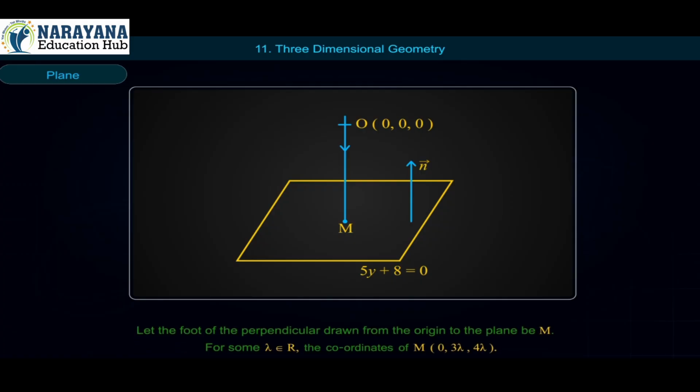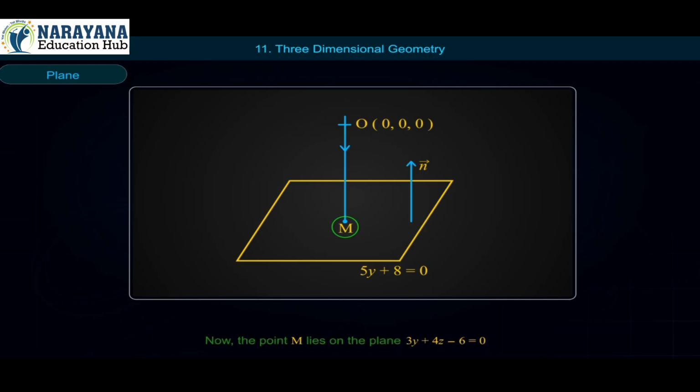Let the foot of the perpendicular drawn from the origin to the plane be M. Therefore, for some λ belonging to R, the coordinates of M are (0, 3λ, 4λ). Now, the point M lies on the plane 3y + 4z - 6 = 0. Therefore, 3(3λ) + 4(4λ) - 6 = 0. Therefore, 9λ + 16λ = 6. Therefore, λ = 6/25.